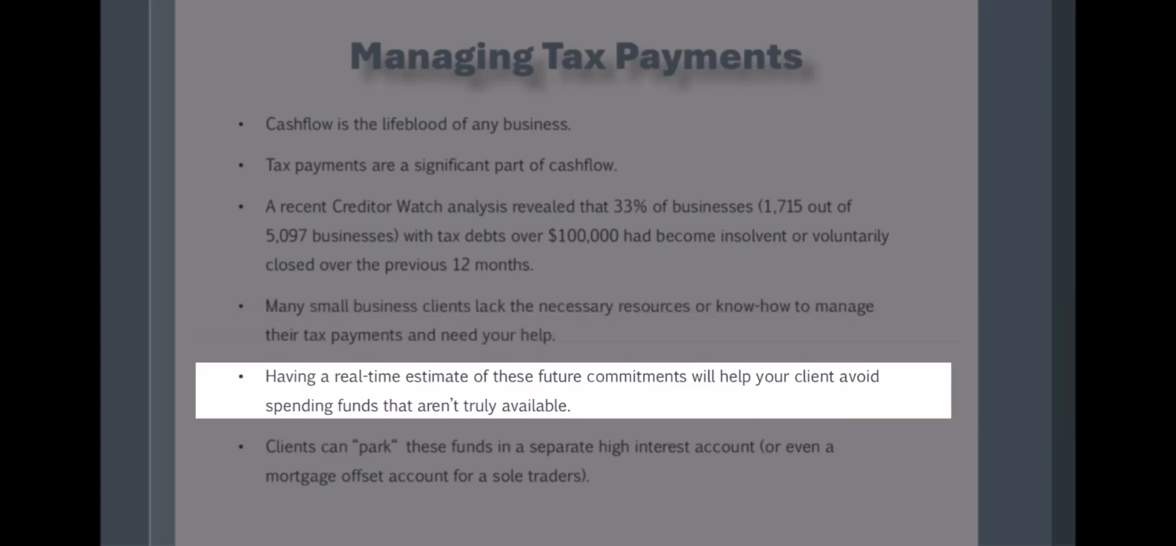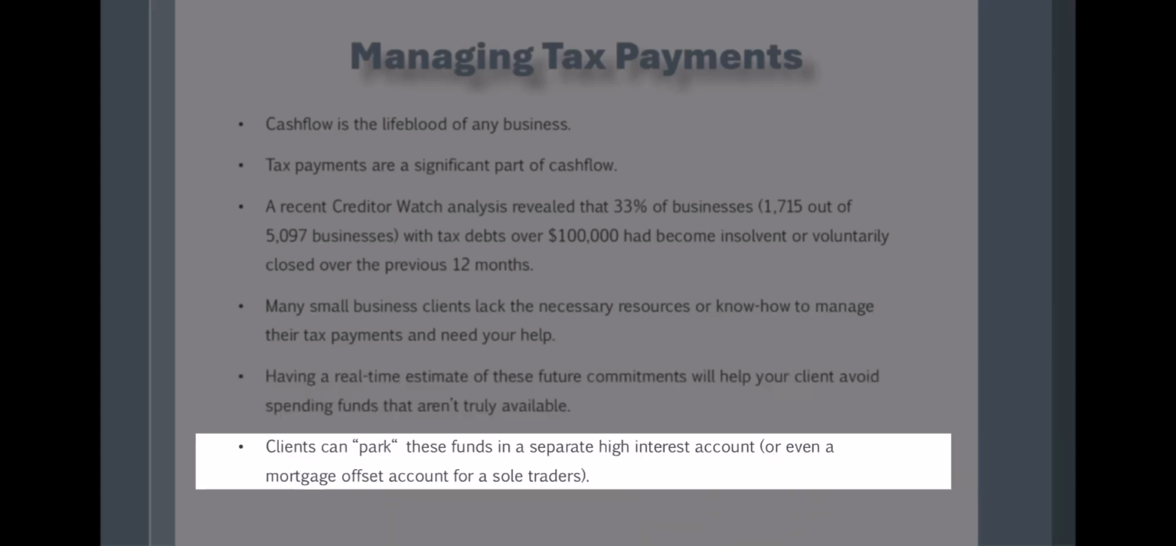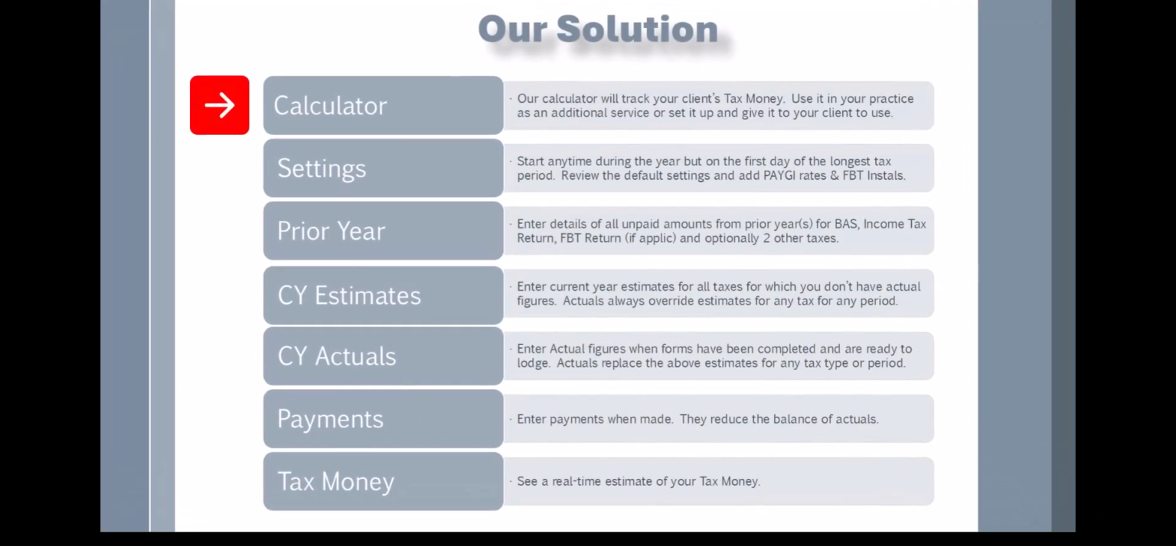Being prepared for future commitments will help your clients avoid spending funds that aren't truly available. And there's always the option of using a high-interest account or a mortgage offset account if they're a sole trader with a mortgage to make their tax money work for them. Our calculator can be used by your practice as an additional service to your clients, or set it up and give it to your clients to use.